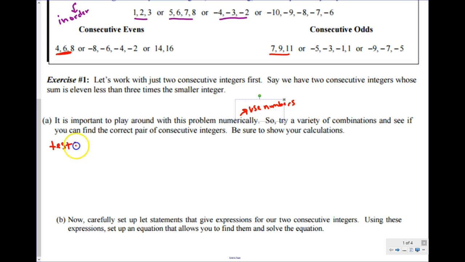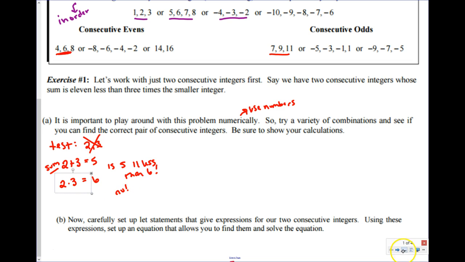So let's pick two different integers that are consecutive. So let's try 2 and 3. Those two numbers are consecutive, and let's see if it works. What's the sum of 2 plus 3? The sum of 2 plus 3 is 5, so there's my sum. And that sum is 11 less than 3 times the smaller integer. So the smaller integer is 2. So 3 times 2 is 6. So now the question is, is 5 11 less than 6? No, it's not. So 2 and 3 don't work.